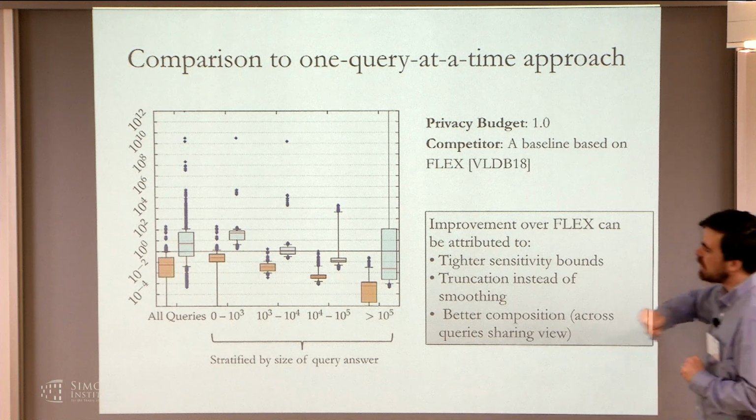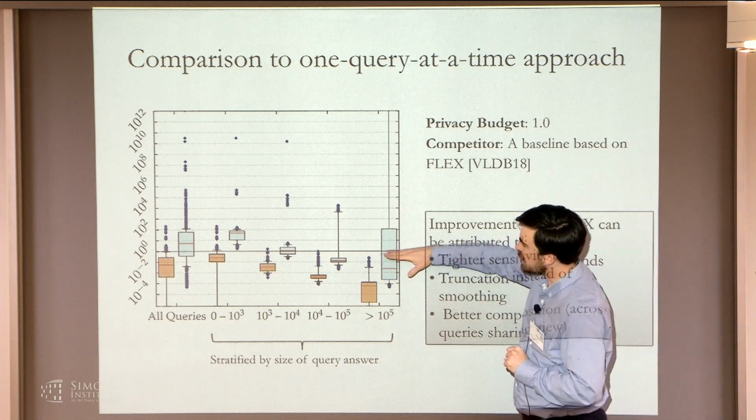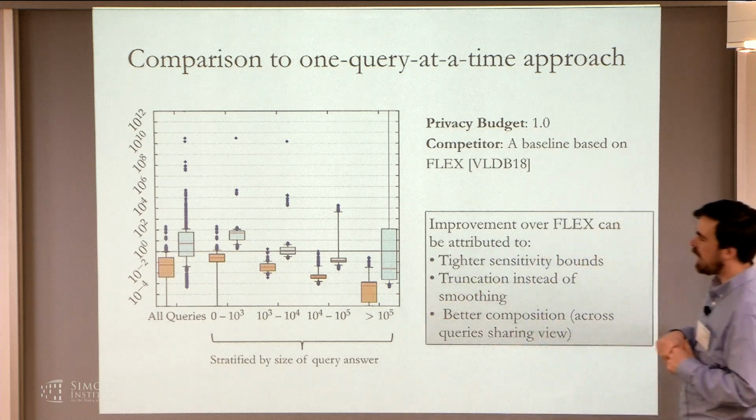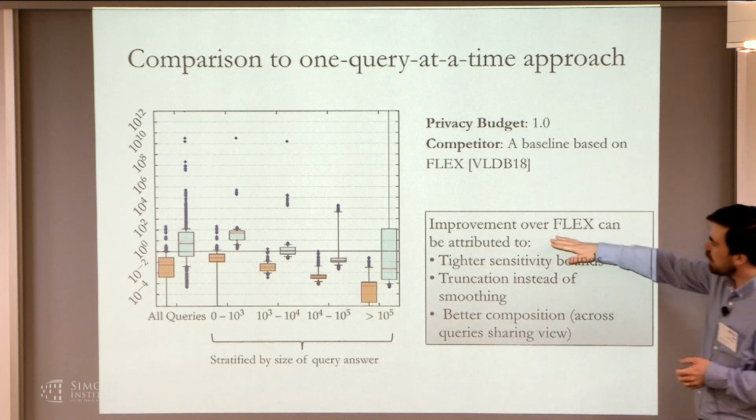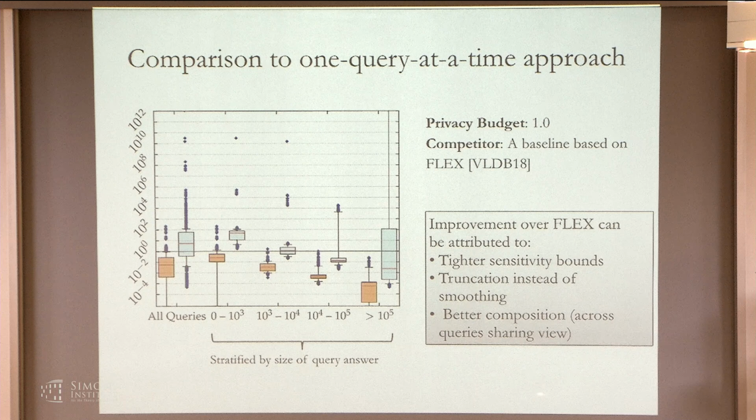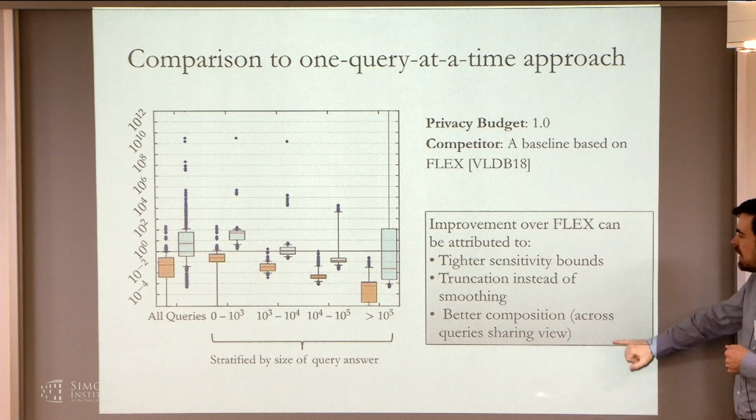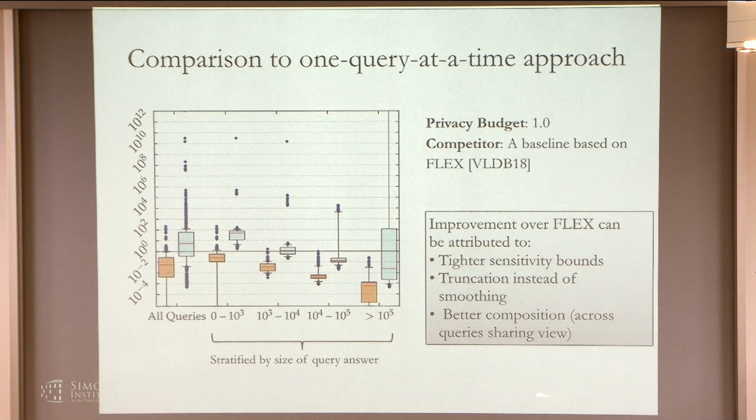We compared with Flex, and this line here is actually just reporting 0, so we want to be below that line. It kind of depends on the size of the query answer and things like that, but the improvement comes from several things: the tighter sensitivity calculation, doing truncation instead of smoothing. Smooth sensitivity is an alternative. Truncation, at least in the applications we looked at, seems to give us much better performance. And then we have better composition because we're using these views, and we can leverage parallel composition across queries to the same view.